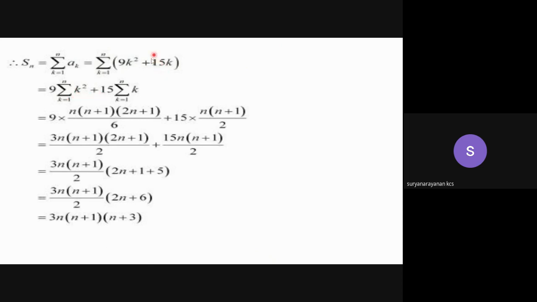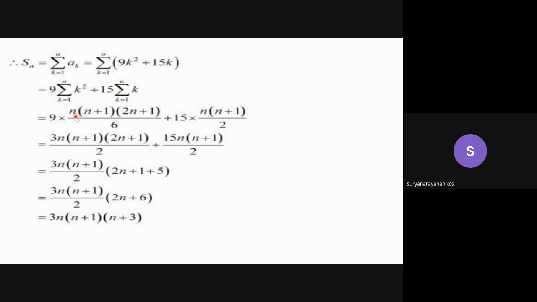Now come to the second term, 15k is there. In this term also 15 is a numerical coefficient. So we wrote 15 before this sigma notation. So 15 into sigma k is equal to 1 to n k. Okay. So 9 into this notation is nothing but the sum of the squares of the first n natural numbers.